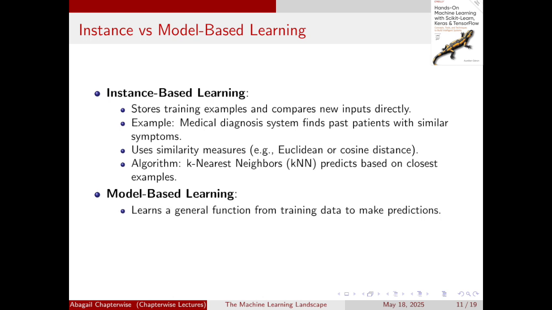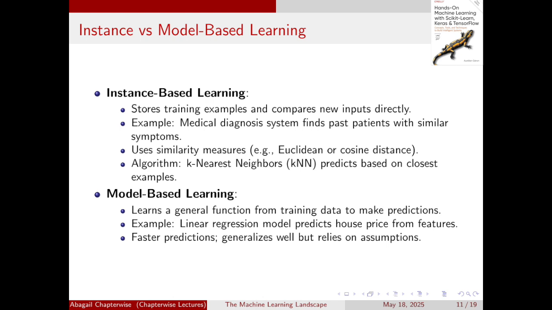In model-based learning, the system tries to learn a general function that maps inputs to outputs. Instead of storing all the examples, it uses them to fit a model. This could be a mathematical equation, a decision tree, or a neural network. A classic example is linear regression. Suppose you're predicting house prices. You collect a dataset of homes with features like square footage, number of bedrooms, and location, along with their sale prices. The system fits a line, or in higher dimensions, a plane or hyperplane, that best predicts price from these features. Once trained, you can plug in the features of a new house, and the model outputs a predicted price.